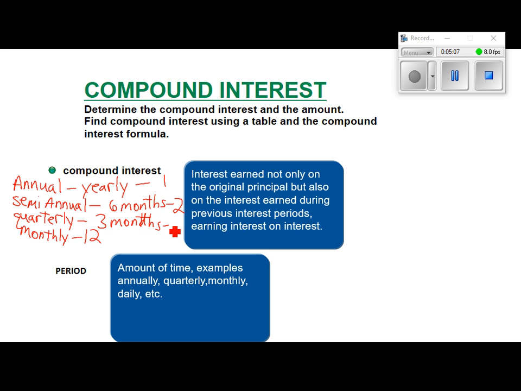If it's quarterly, it's how many times a year? 4. Monthly is 12 times a year. Weekly would be what? 52 times a year. 52. And then daily. Does daily have 2 L's in it? No. Now it does. It does today. 365. 365 times.